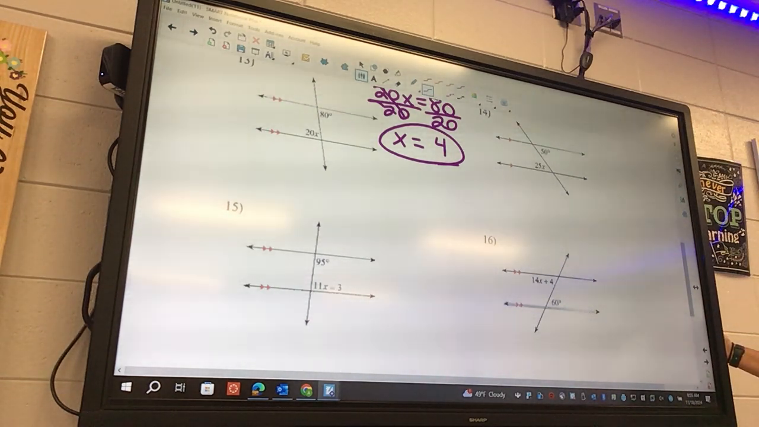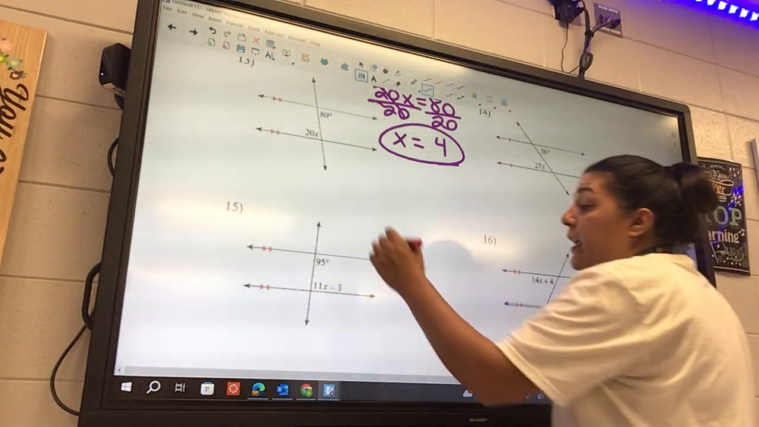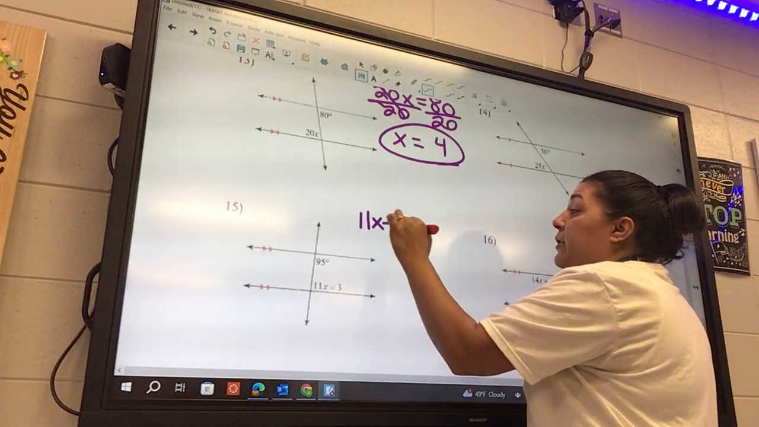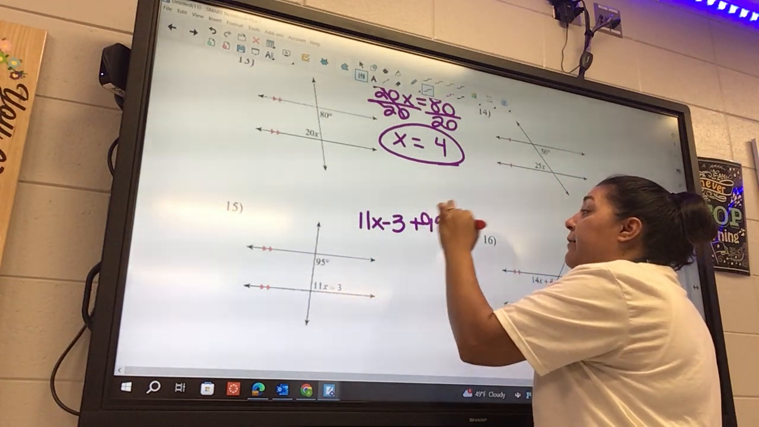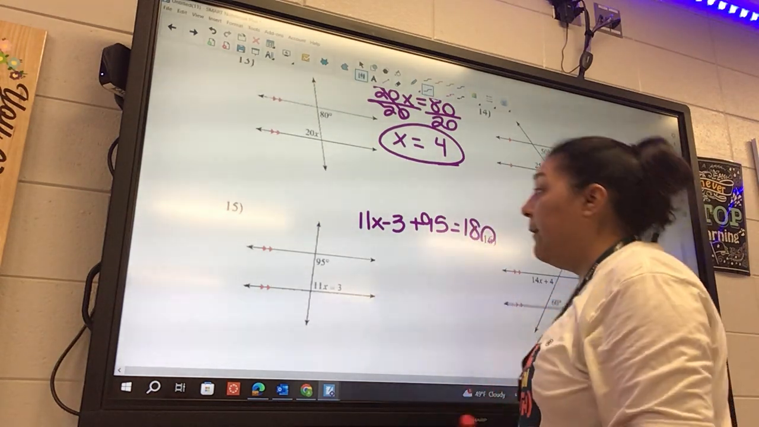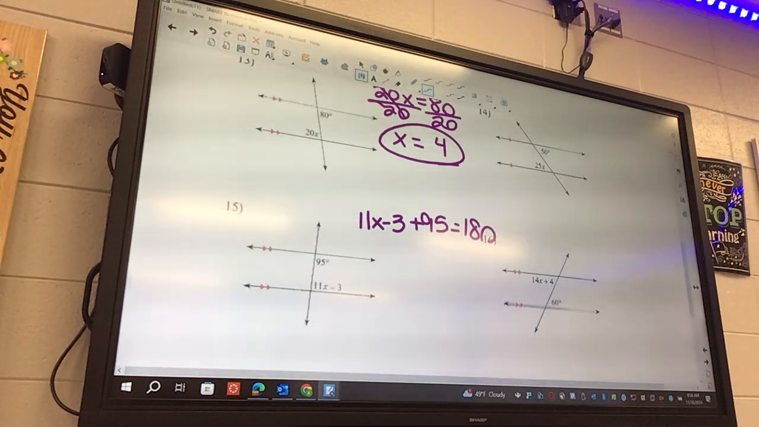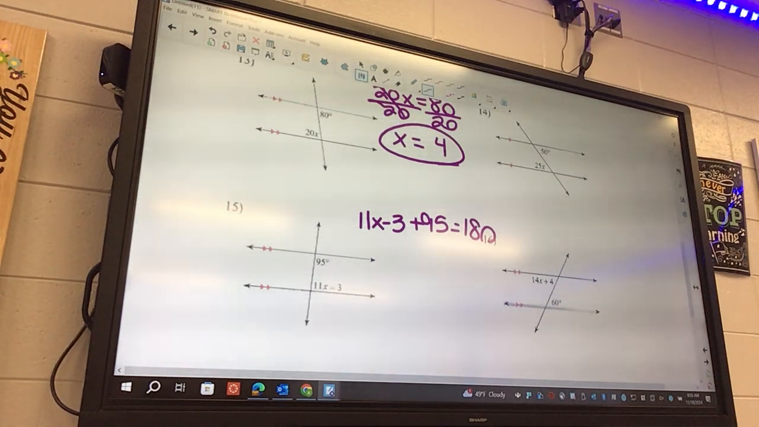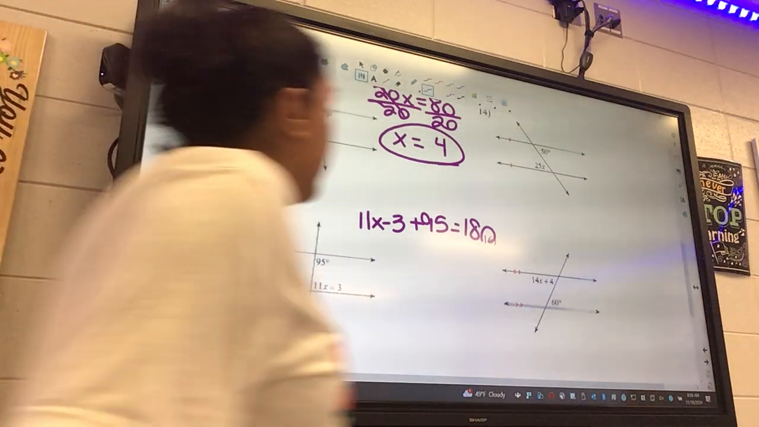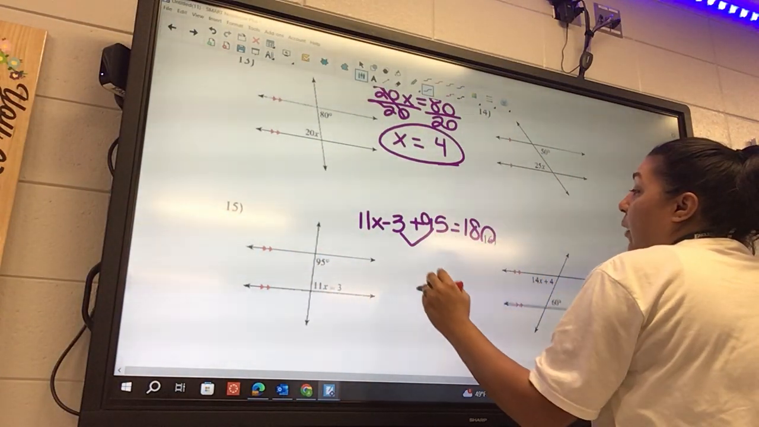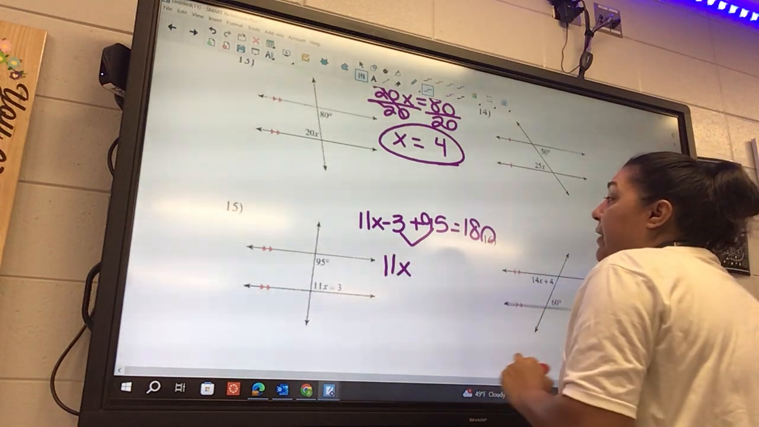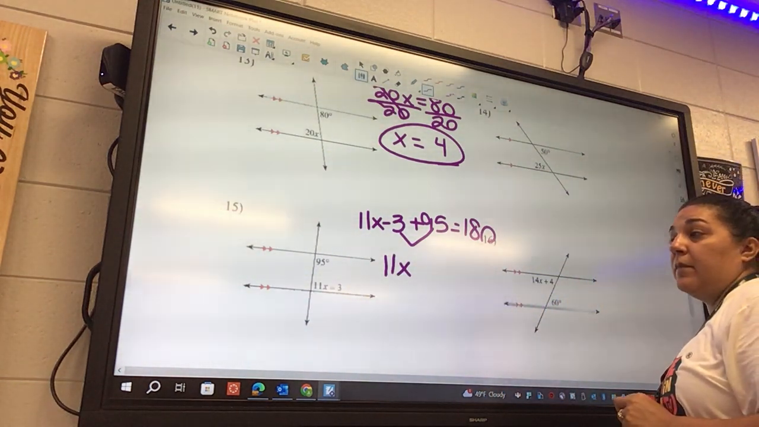Okay, 15. What kind of angles are those? Same side. So are we going to add them together or set them equal? Add them together. Same sides are 180. So we're going to say 11x minus 3 plus 95 equals 180. What is our first step? Combine. Who can get combined? Negative 3 and 95. So what is negative 3 plus 95? 92.